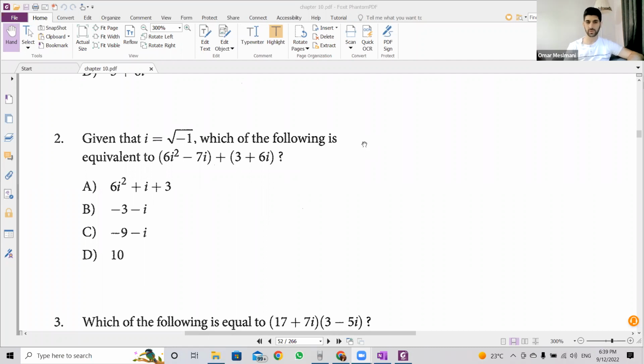We can't keep the i squared as i squared. You have to simplify it. It's easy to say B, but again I have to simplify. First of all, i squared is -1, so it's going to be -6 minus 7i plus 3 plus 6i. We add -6 with plus 3, and minus 7 plus 6 is going to be -i, and the answer is B.